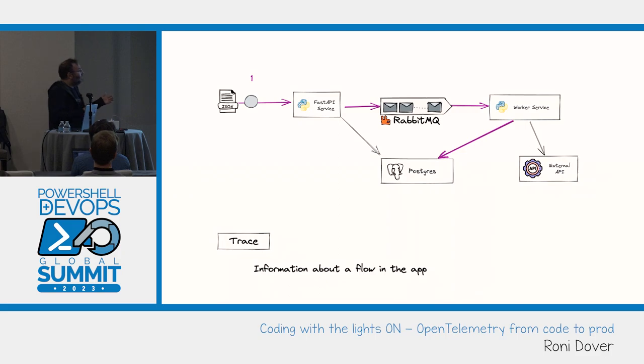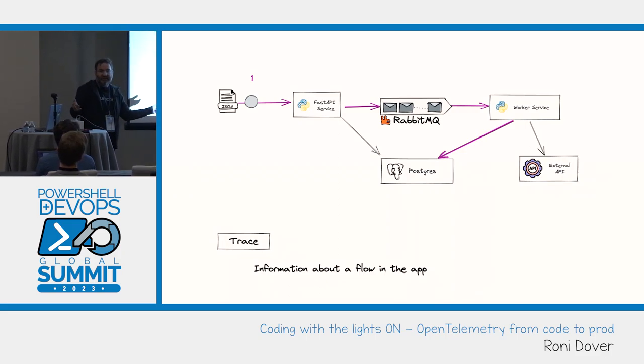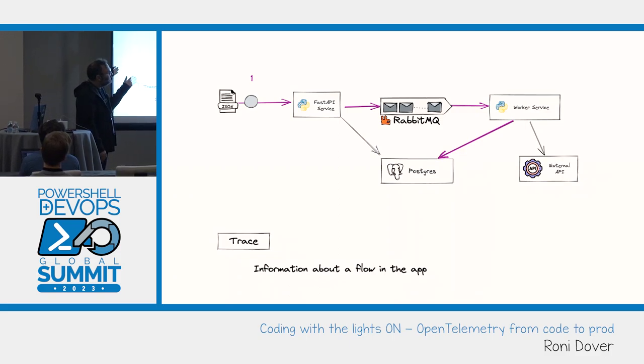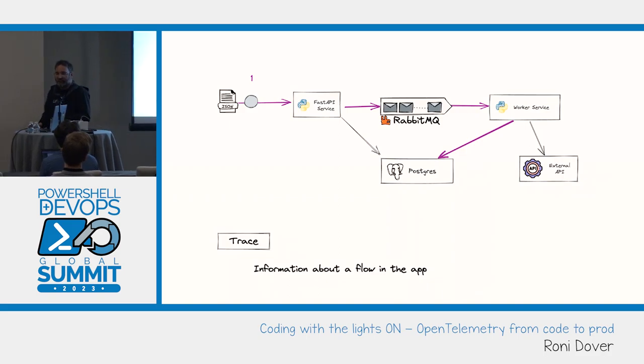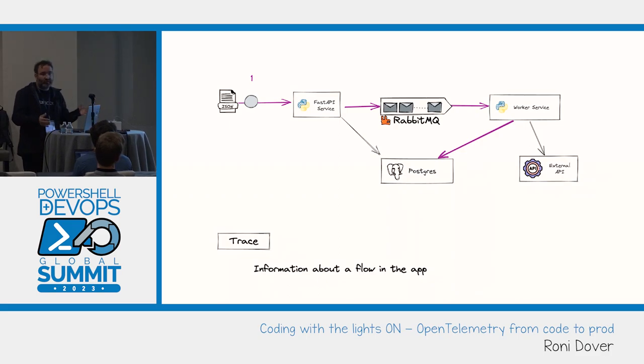So what I would like to know is, what is the flow that just happened when I invoke those API calls? So essentially, it was calling the FastAPI service, then some jobs got enqueued in Rabbit, then a worker service got called, and it was communicating with Postgres. That's the higher level flow. And in tracing terms, for those of you who are not familiar with tracing, that's called a trace.